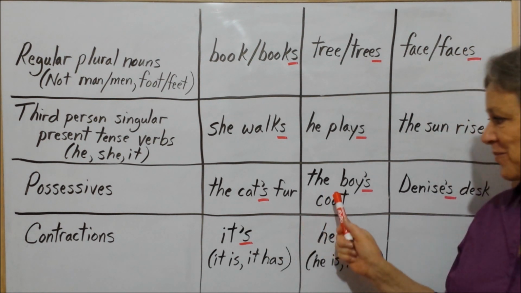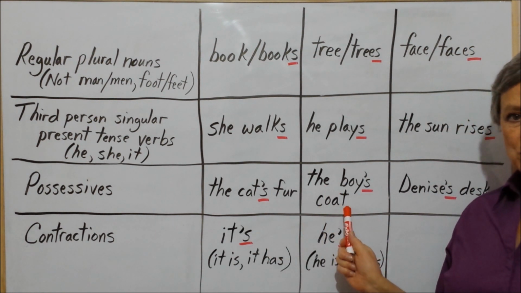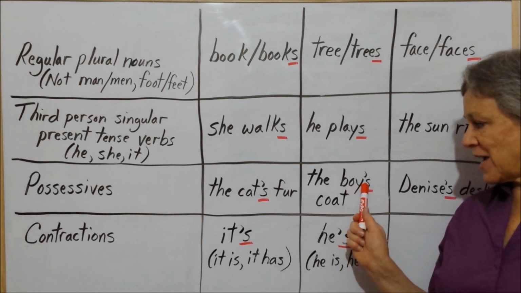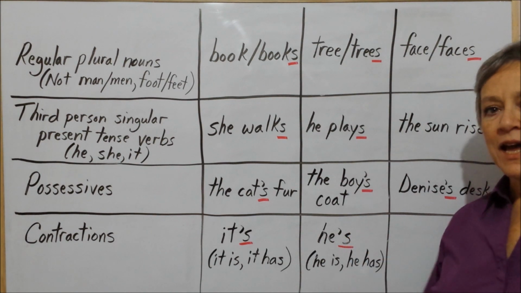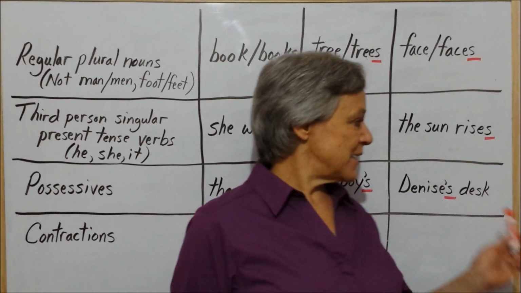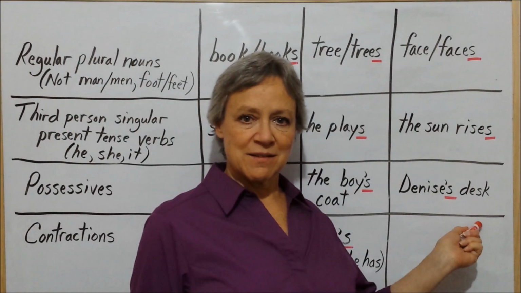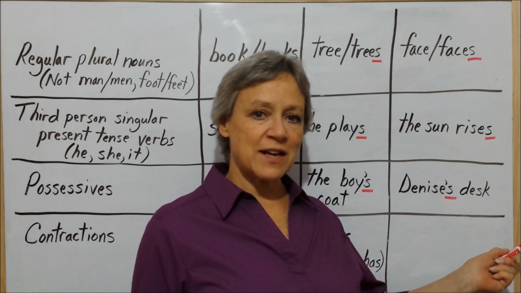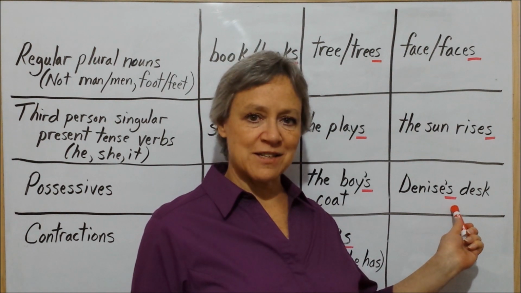Here's another example. The boy's coat. So here too, this is the coat that belongs to the boy. I've had to add an apostrophe S. And one more example is Denise's desk. So it's the desk that I use or that belongs to me. So I've had to add an apostrophe S.